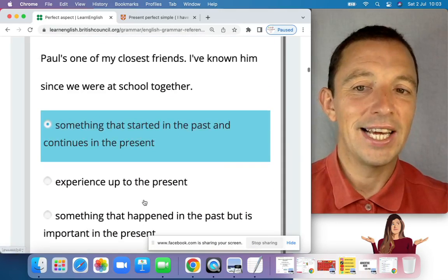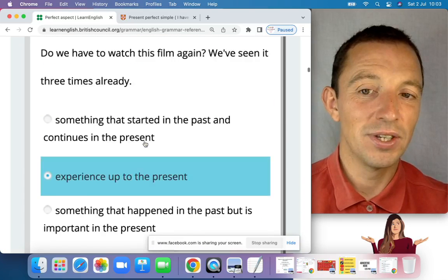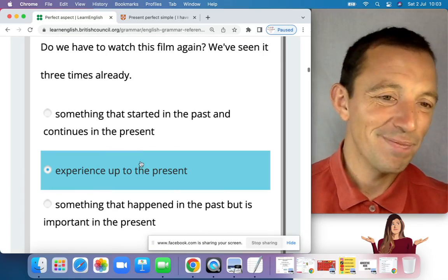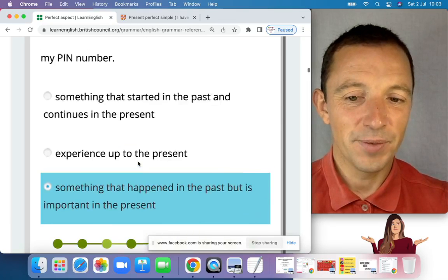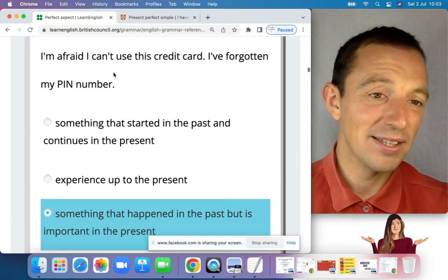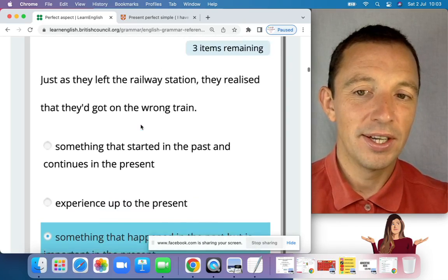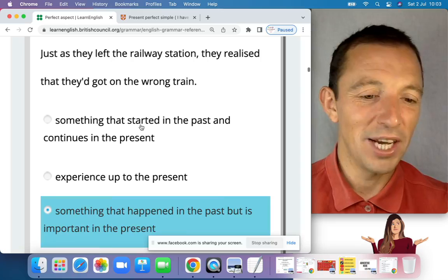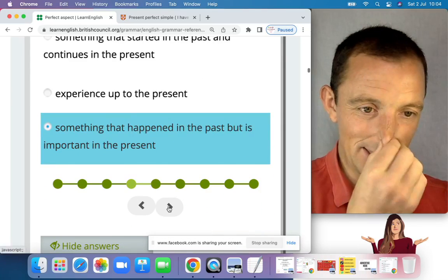Number 1 is friends, something that started in the past, continues in the present. The next one, an experience. They're all very, very similar, but let's continue to the next one. Something that happened in the past but is important in the present. You forgot your PIN. Okay, the next one: just as they left the railway station, they realized they had got the wrong train. Okay, it's important in the present.